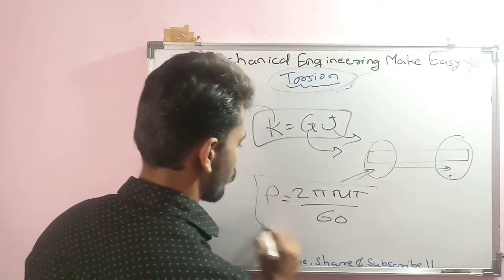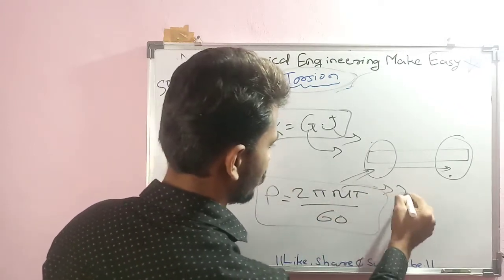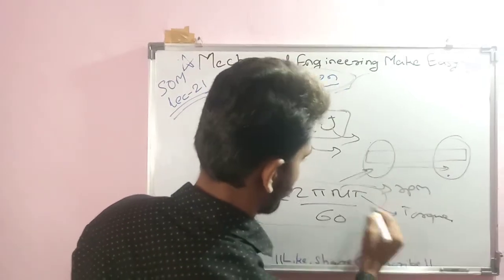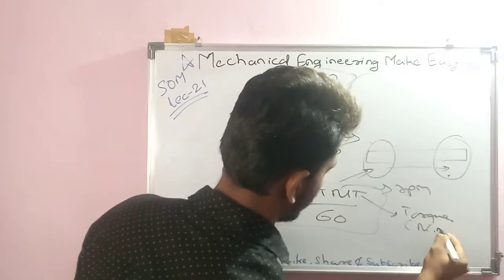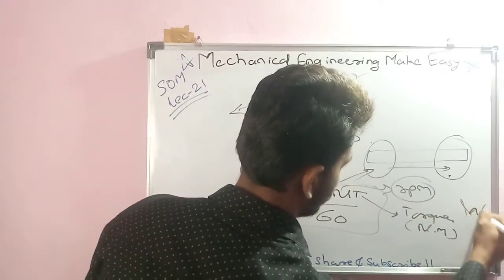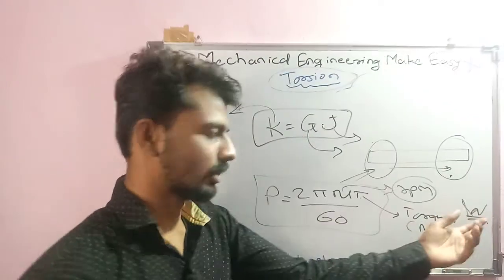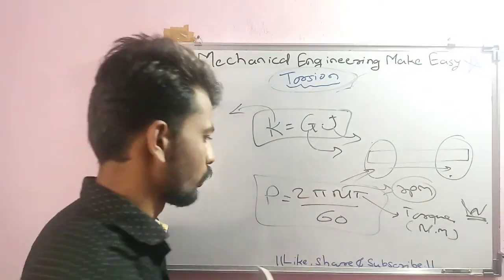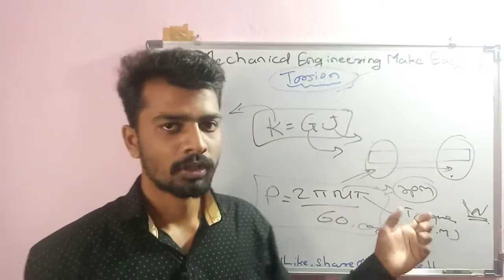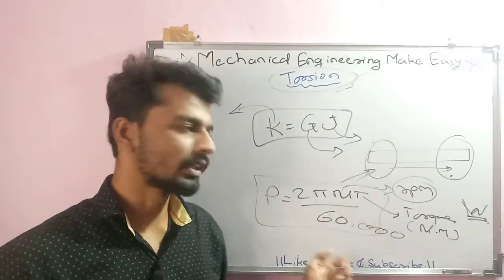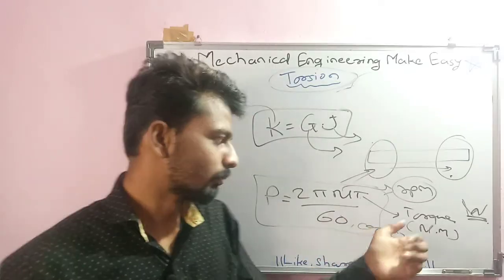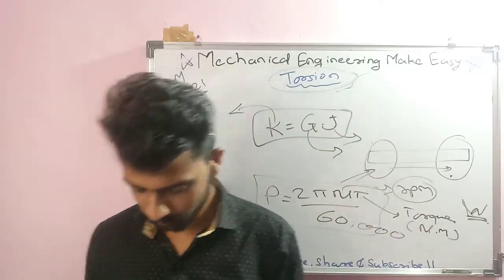Okay, this is the formula for power. Here N is nothing but rpm, and T is nothing but torque. If T is in Newton meter and N is in rpm, then ultimately we will get the power in watt. And if we are going to convert this into kilowatt, then simply divide by 1000. So this is nothing but the formula to calculate power. This formula is very common, maybe you are familiar with it, but just note down this formula.